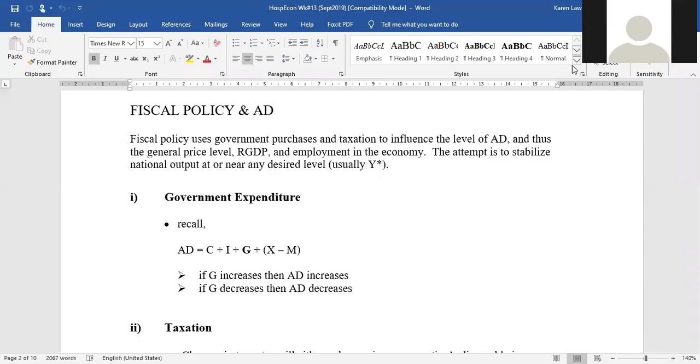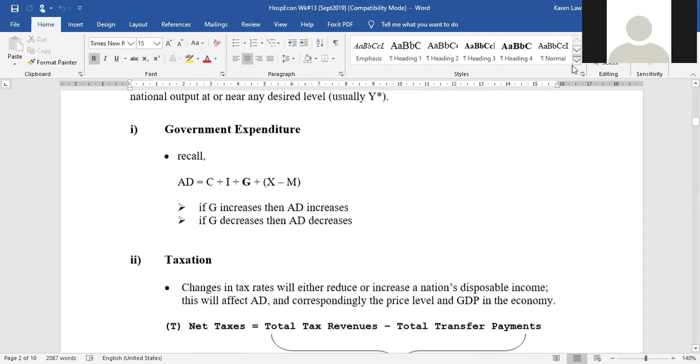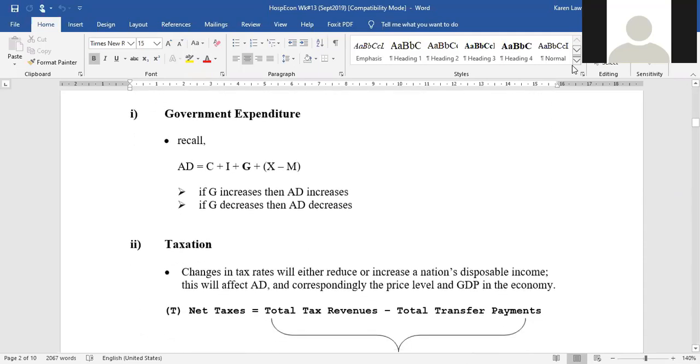Okay, so now let's move on to fiscal policy and what it is. So fiscal policy really is government tools. The government only has two tools in their tool belt. Number one is government spending, which is G. And if you look at our AD equation here, G will directly affect AD.